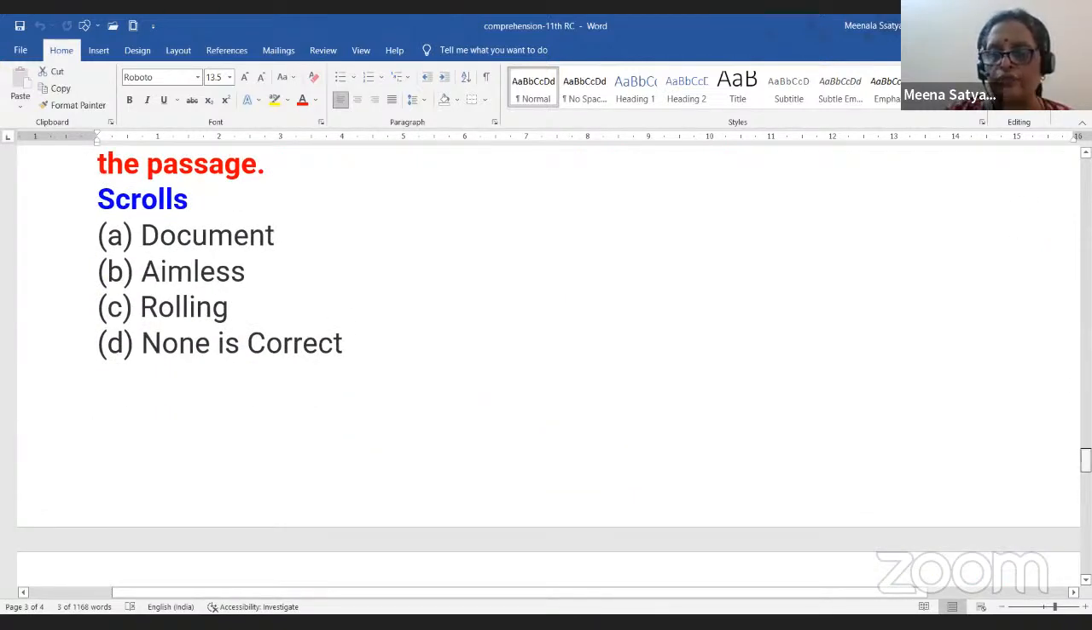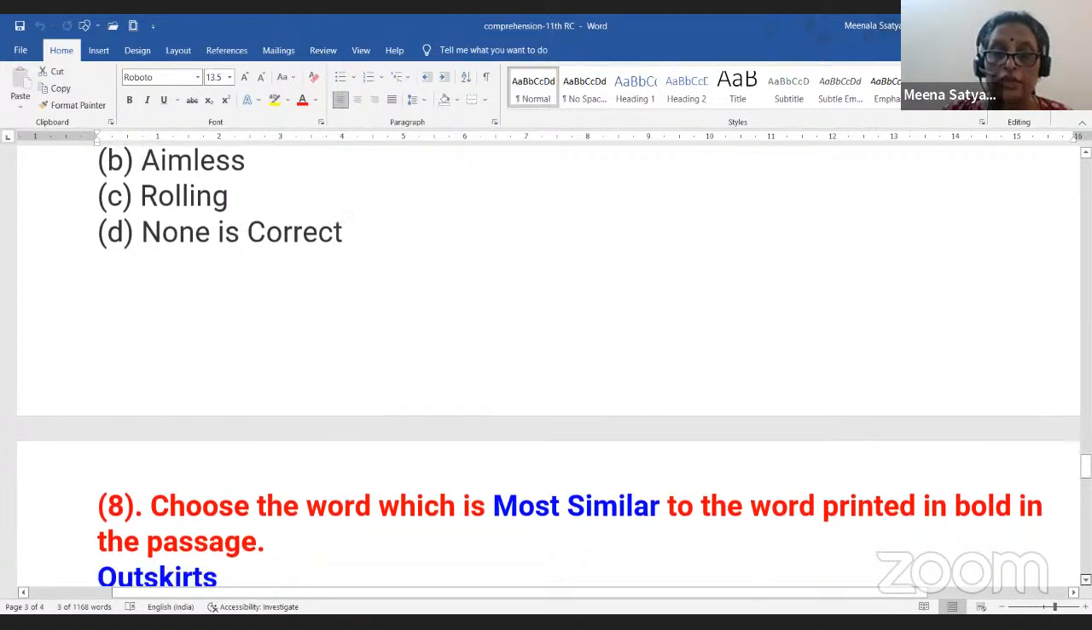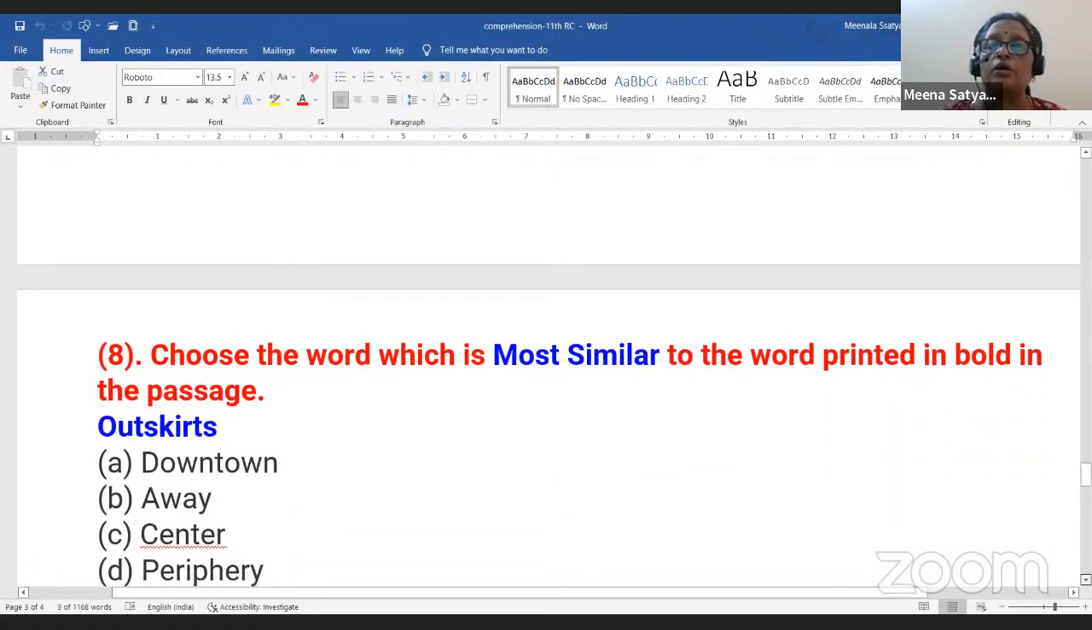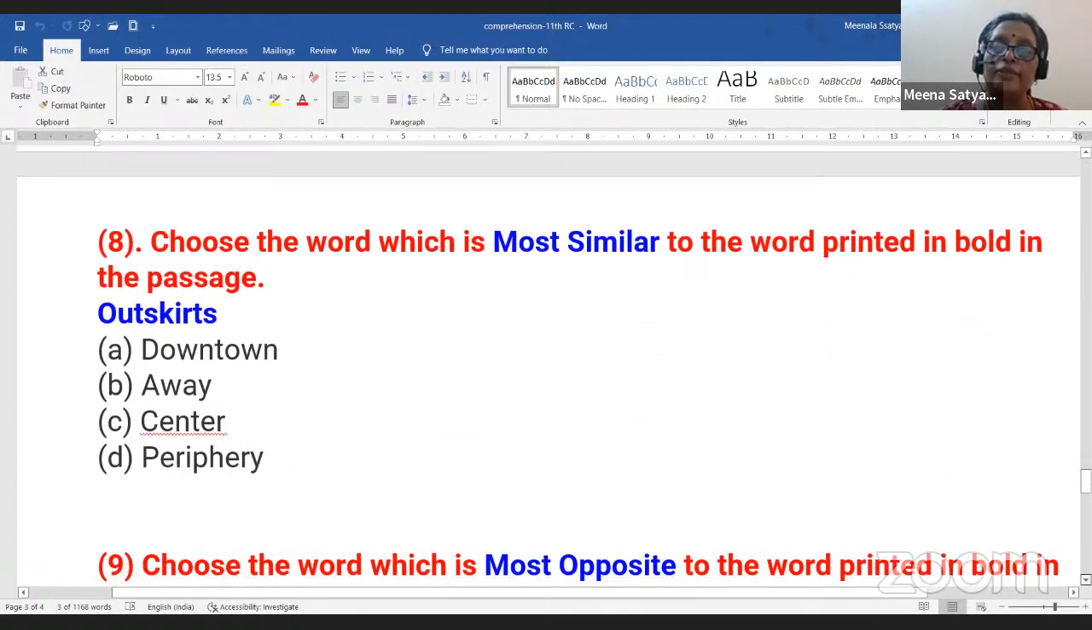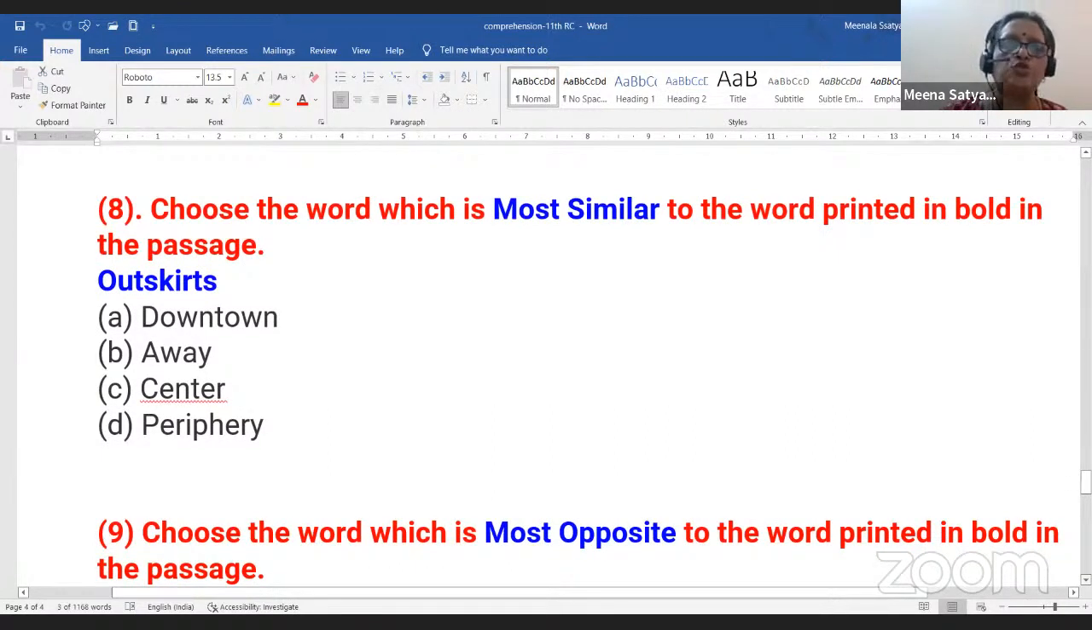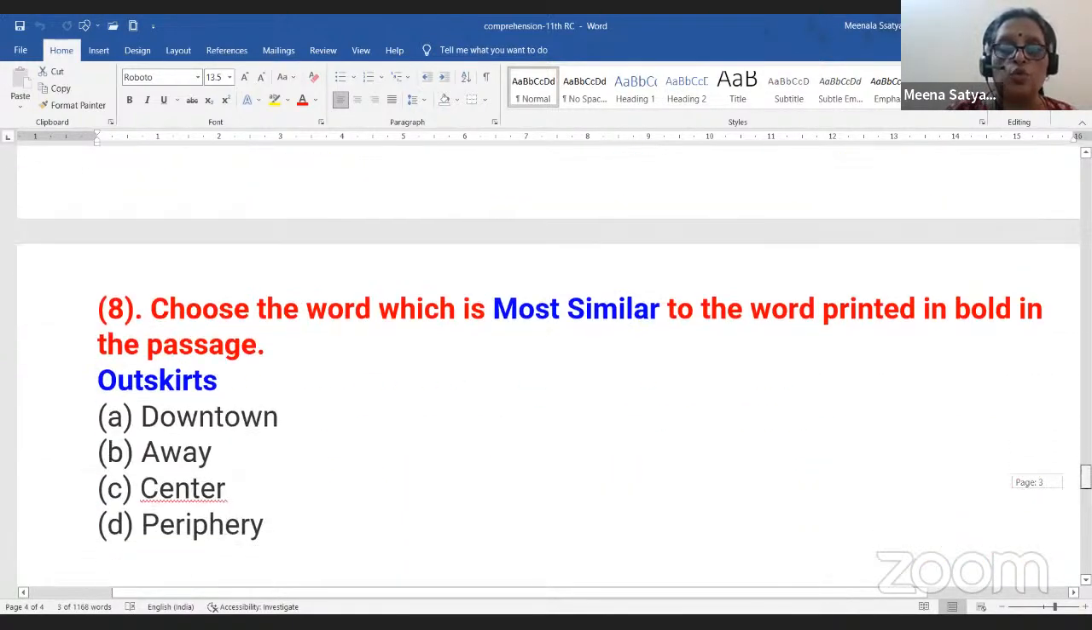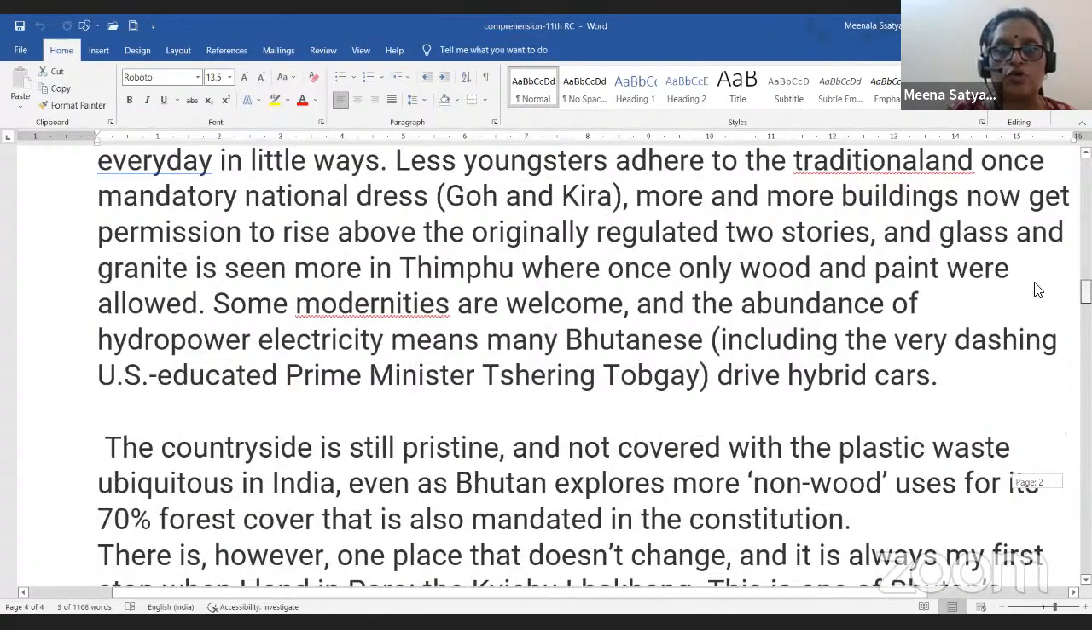Okay, next one. Again, choose the word which is most similar to the word printed in bold in the passage. Outskirts: downtown, away, center, periphery. So downtown, in the middle of somewhere near the downtown, away from the town, in the center, periphery is nothing but the boundary. So similar to what is known as outskirts. So let us go to outskirts.